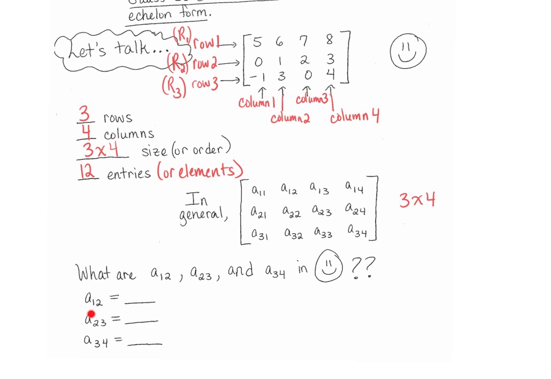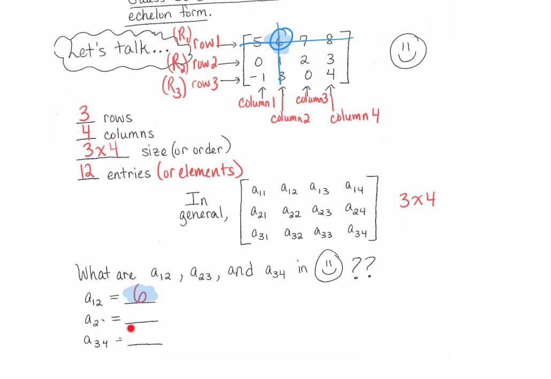A12 means we want the entry in the first row, second column. Good. What is it? 6. Very good. First row, second column. So really what you're doing is you're going first row, second column, where they intersect is where you're grabbing it from. Make sense? No? All right, good.